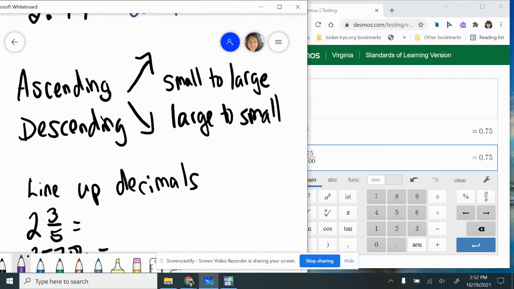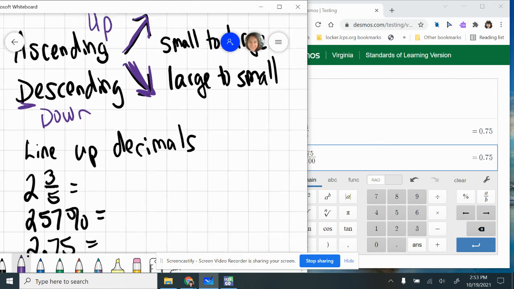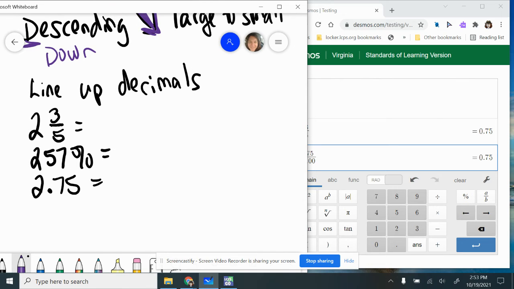Some key words are, if it's ascending, it's like going up a staircase, ascending, goes up. If it's descending, it's down. So you're going to go large to small. And again, we're going to line up our decimals. So if you have a fraction with a whole number in front, you're going to put the whole number where the 0 would normally be.